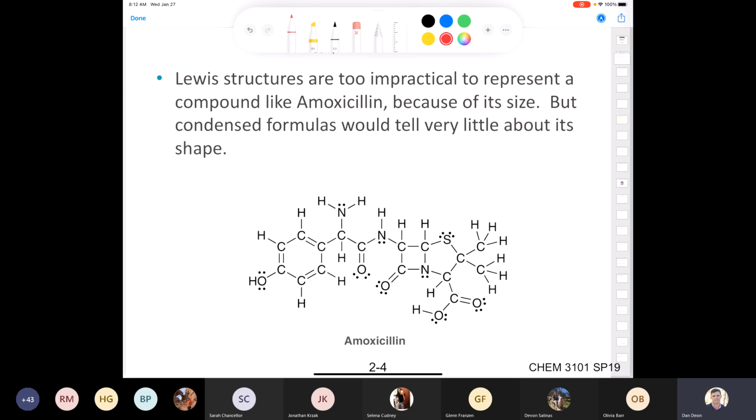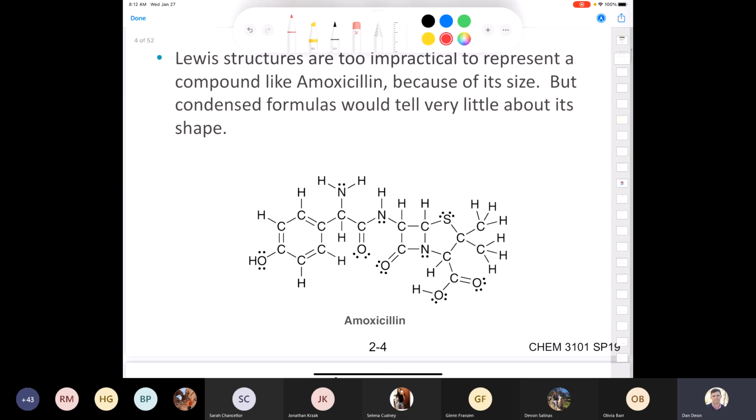But the idea is that if you had to draw this structure for amoxicillin, let's say you were working as an organic chemist on amoxicillin derivatives, drawing this out every time would take a lot of work. So it's just like those infomercials, right? There's got to be a better way. And the answer is yes, there is.